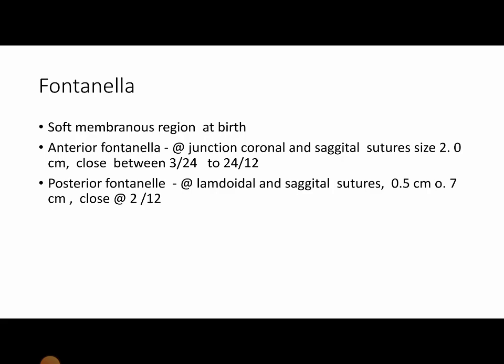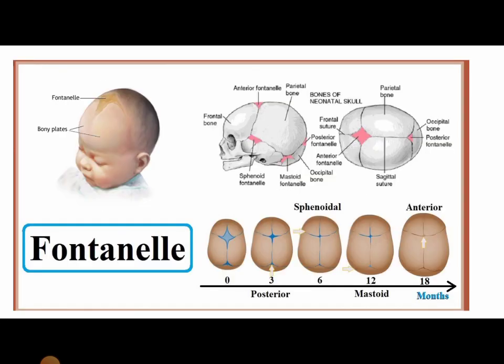Then the posterior fontanella, at the junction of the lambdoidal and sagittal sutures. It is around 2.5 to 0.7 centimeters, and it closes normally by the age of 2 months. Just remember these things about fontanellas. Then you can see the fontanella pictures and the size.